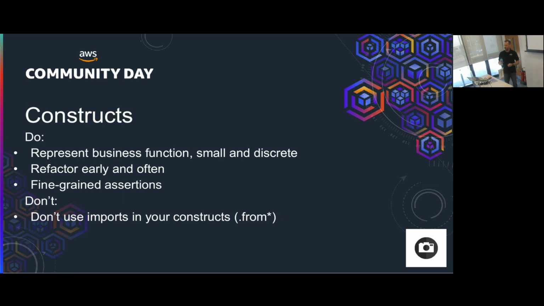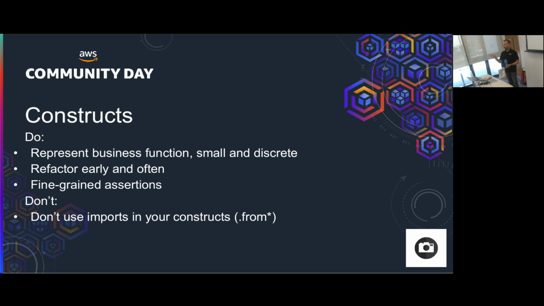When it comes to constructs, constructs are supposed to represent business functionality, so make them small and discrete. Refactor these things early and often, and when you're writing these, especially if you're going to do it in libraries for other people to use, use fine-grained assertions in your tests to verify everything's working the way you want it to. And finally, don't use imports within your constructs.